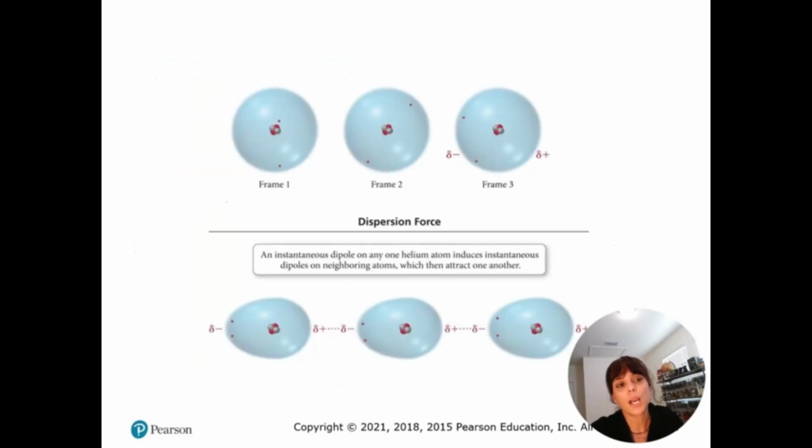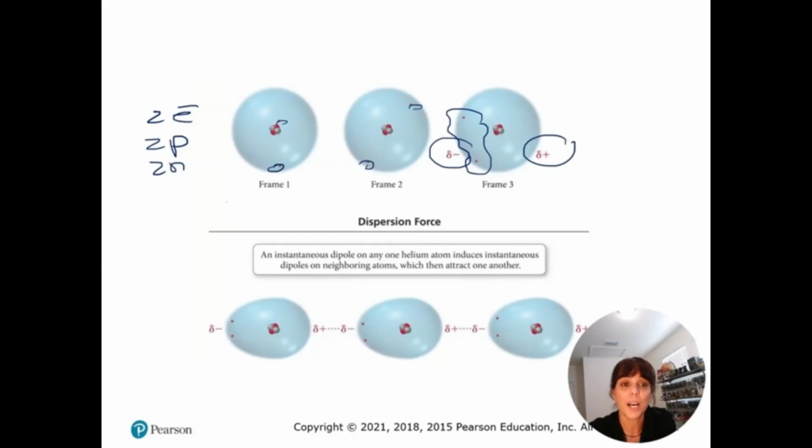Here I have a helium, so I have 2 electrons, 2 protons, and 2 neutrons. See the electrons are over here. At some moment, they get closer in the same area, creating a momentary partial dipole, negative on this side and partial positive on the other side. In this very short moment, this atom will encounter another atom that will have the negative and the positive charge together. Positive and negative attract each other and they form a bond.